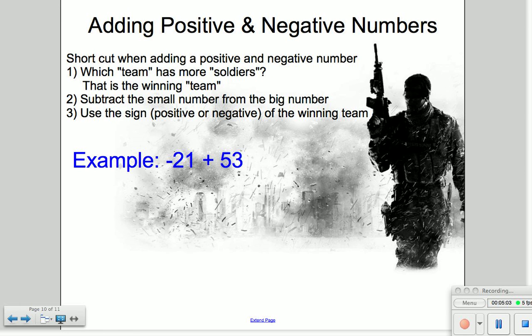Here's the shortcut when you're adding positive and negative numbers together, when you actually have a positive number and you're adding it to a negative number. You have to figure out which team has more soldiers. That's going to be the winning team.